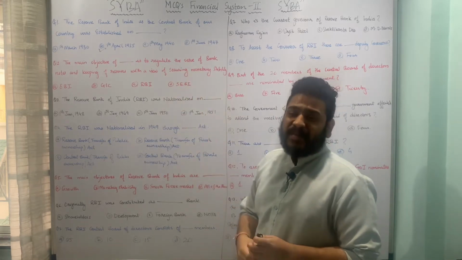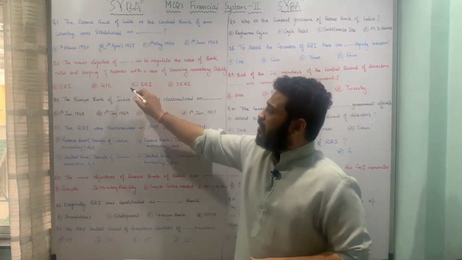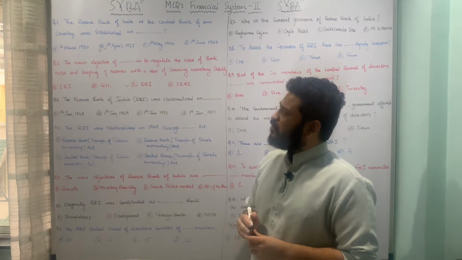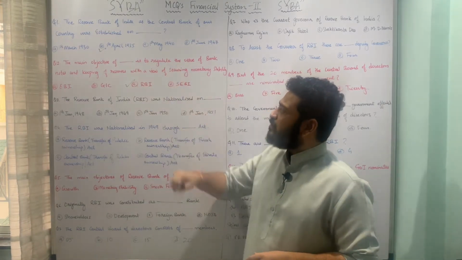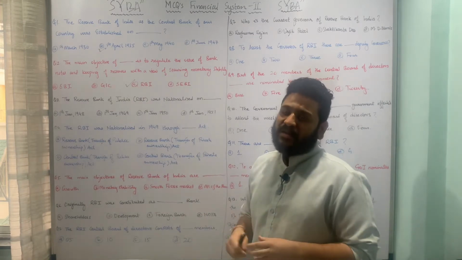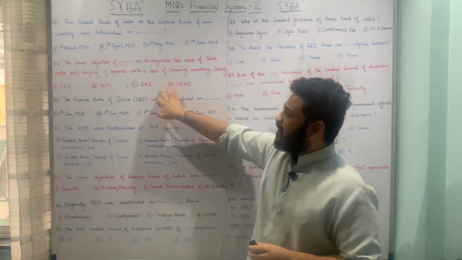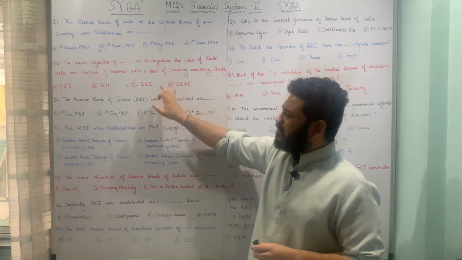So here the main objective of Reserve Bank of India is to regulate the issue of bank notes and keeping of reserves with the view of securing monetary stability in an economy per se. So I hope the second question is pretty much clear. Let us now move to the third one.